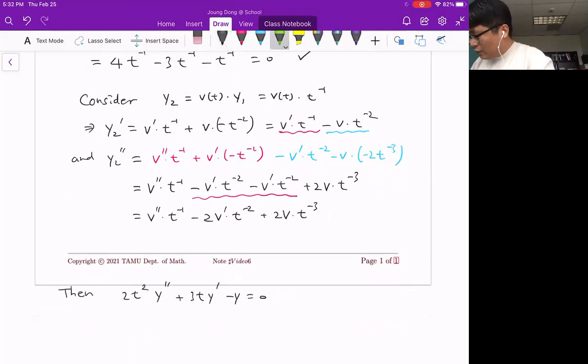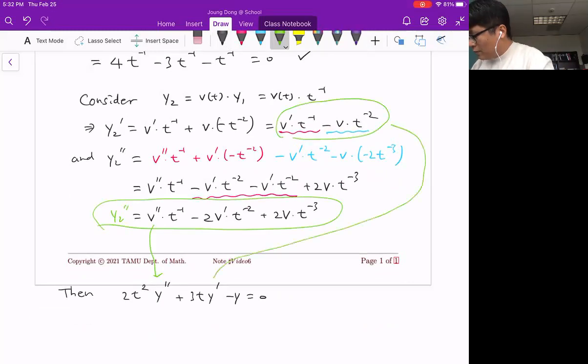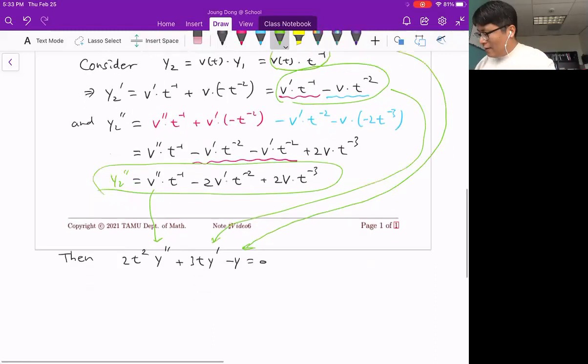Then we're going to plug in this guy into here. And where is y2 prime? Okay, this guy, y2 prime, here. And y is v t to the minus 1, it is here. This is what I'm going to do, okay? Then, okay, let me update.